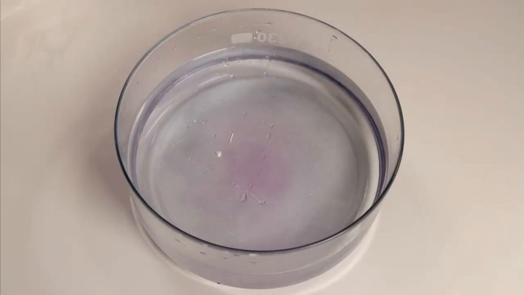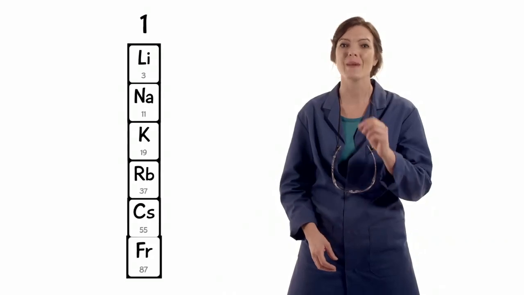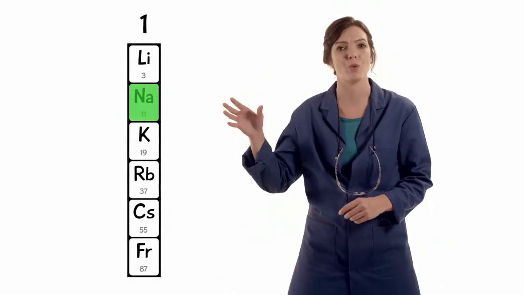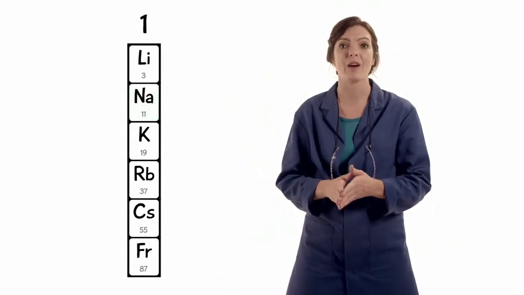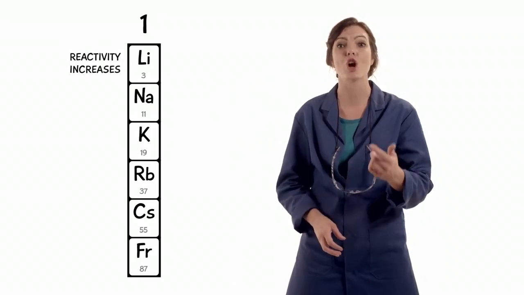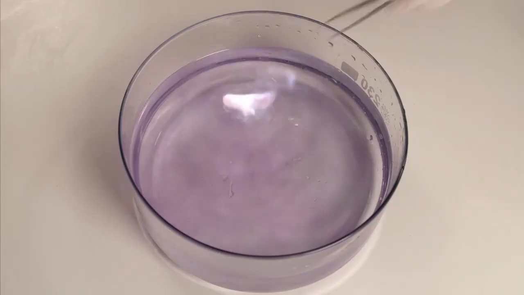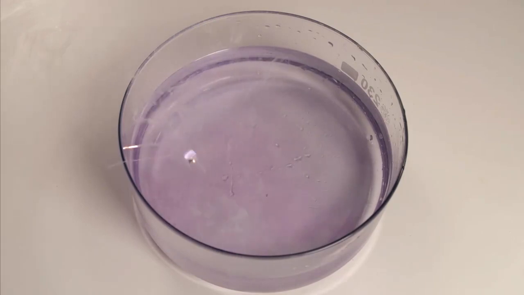As you can see, it reacts far more vigorously than lithium. Why is that? Well, sodium is below lithium in group 1, and the reactivity of the alkali metals increases as you go down the group. So potassium is even more reactive. Whoa, look at it.